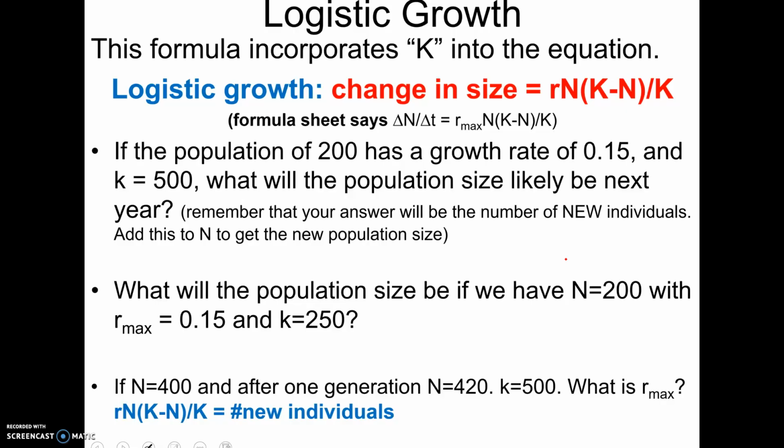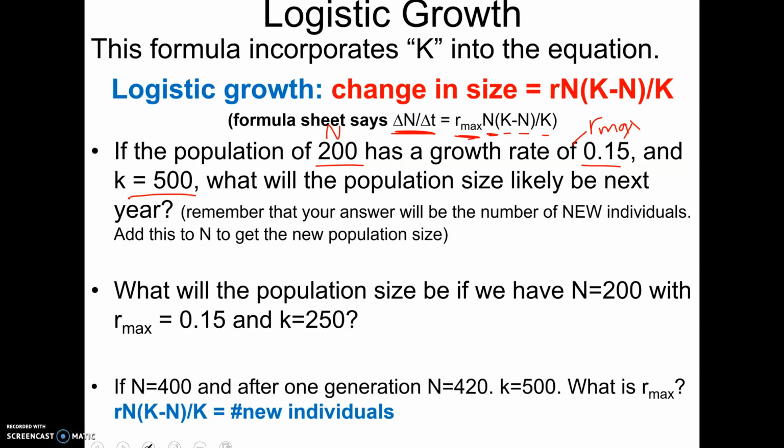Now again, the way they write it on the formula sheet is a little confusing. They write delta N over delta T, the change in size, that's what that represents, is equal to R max times N, which is just the size of our population, times K minus N over K. It's really just plugging in numbers. They're going to give you the numbers. So the population has 200. That's N. The growth rate R max is 0.15 and K is 500. What will be the population size next year?